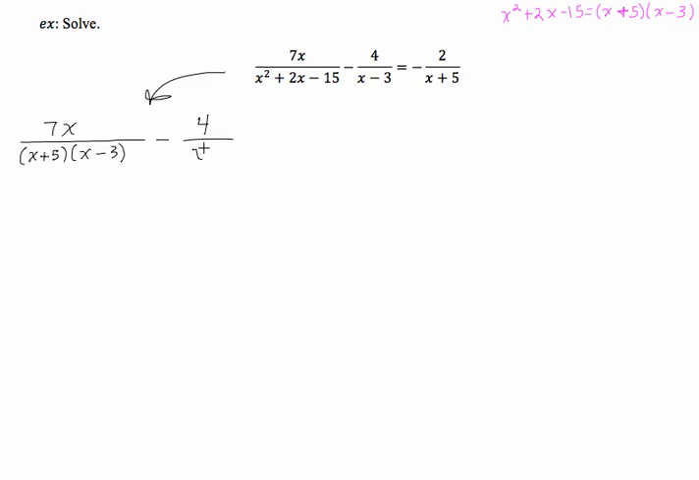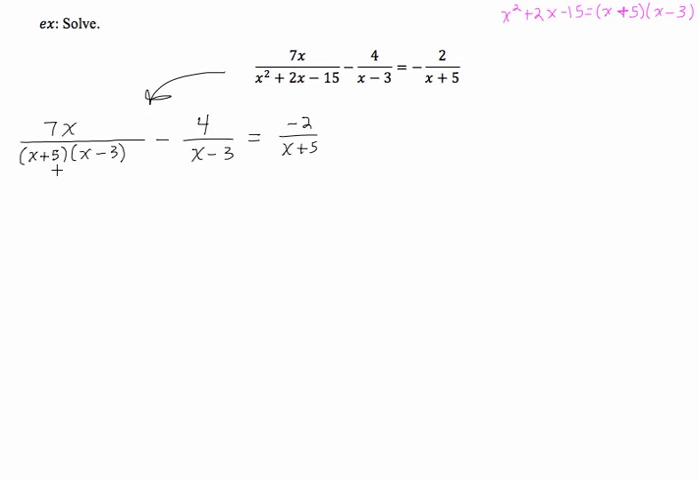So minus 4 over x minus 3 equals negative 2 over x plus 5. I prefer to write this negative with the 2 because otherwise it kind of blends in with that fraction bar there. So this way hopefully we don't miss it. Okay, so now we can look at, well, what is the lowest common multiple of all these denominators? Well, the x plus 5, we definitely have to multiply both sides by x plus 5 to get rid of that. And if we multiply both sides by an x minus 3, it'll get rid of that. And that will get rid of all our denominators.